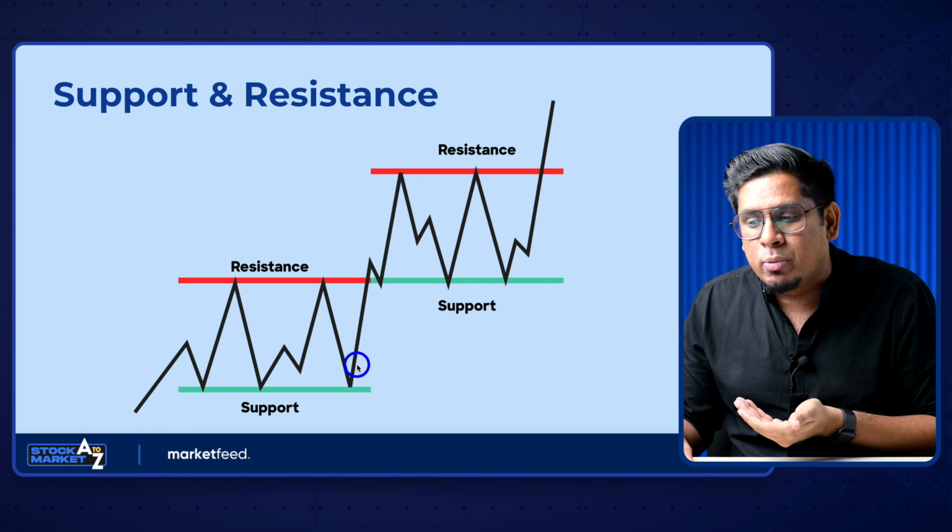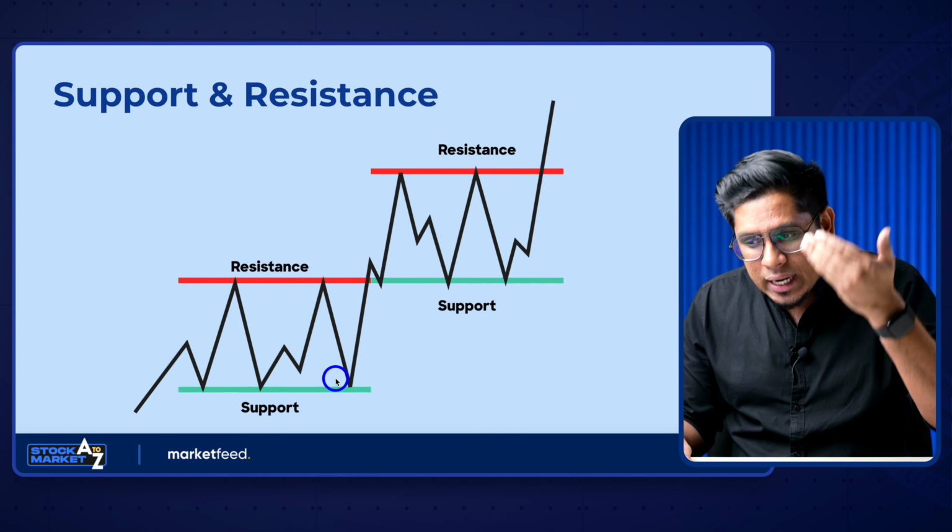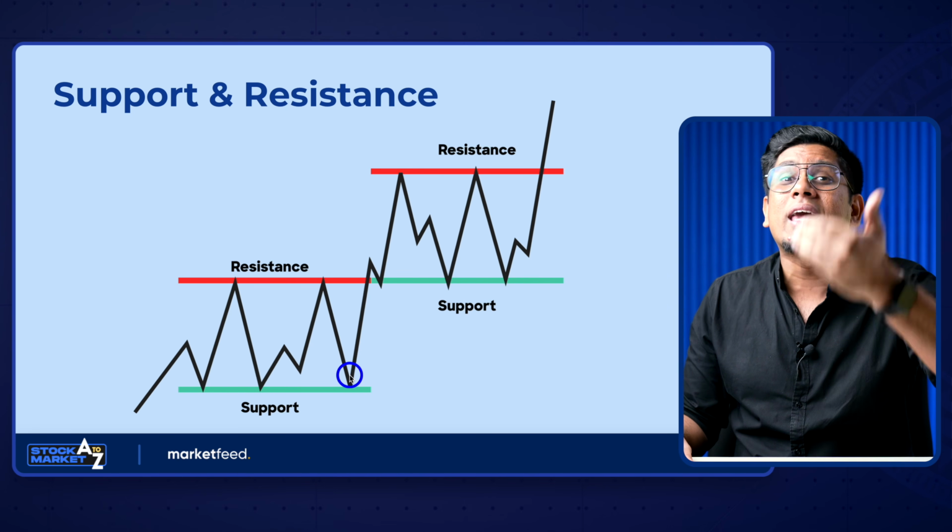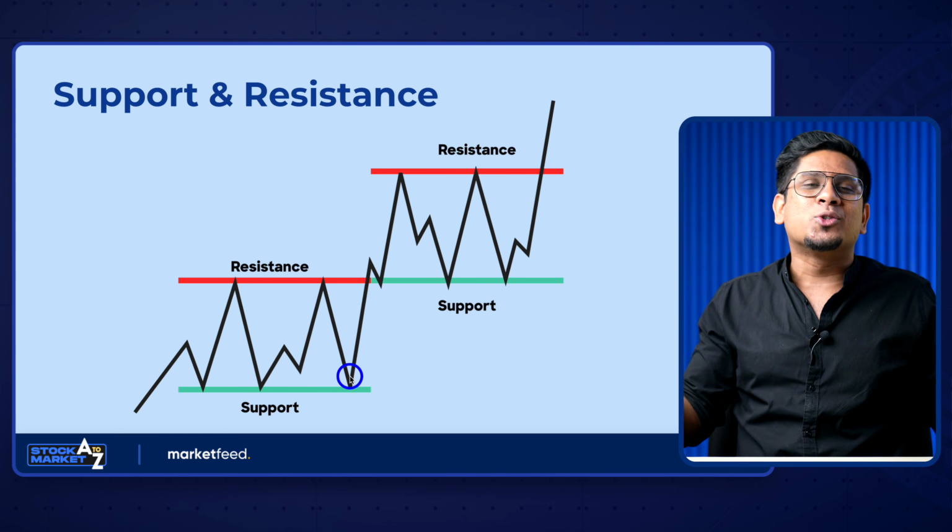What is the predictable price behavior here? Two times it has reversed. So the next time also there is a chance that the stock can reverse from there. And that is what is called a support.